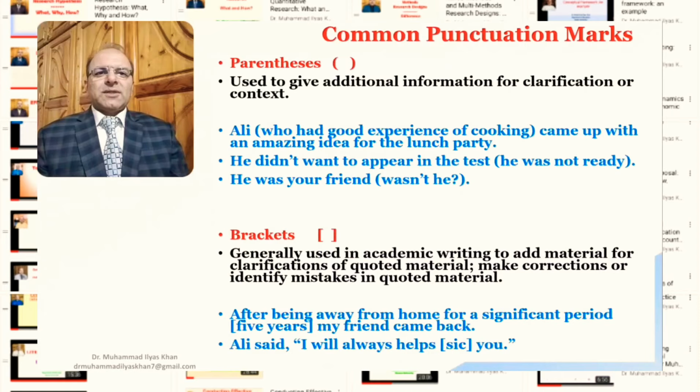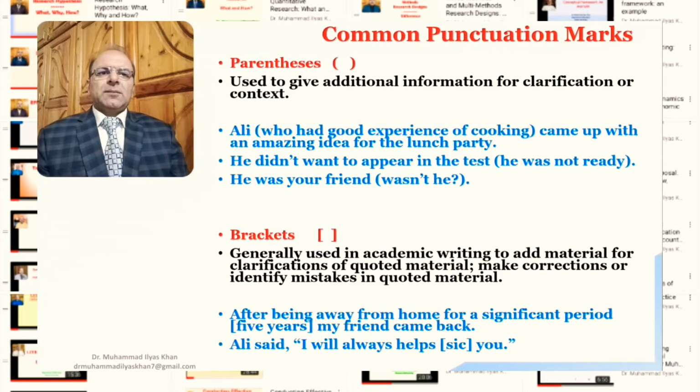We are moving towards the end of the presentation. Now the parentheses, as you can see in front of it, the parentheses, or you can say the kind of round brackets, used to give additional information for clarification or context.